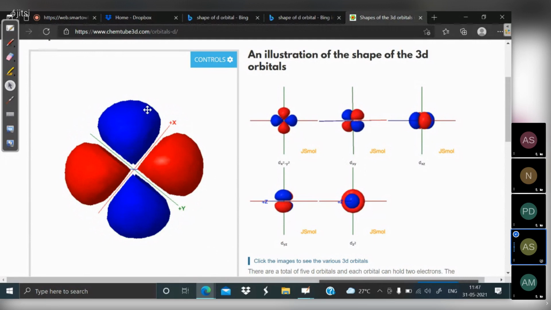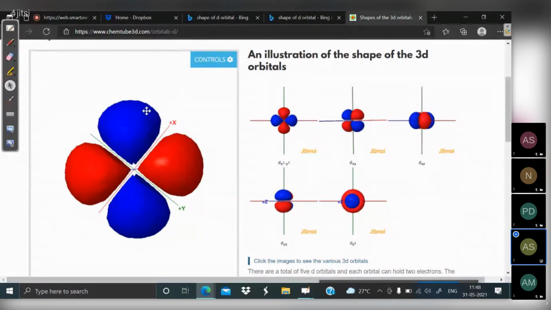So nothing is present on the axis. Rather, it is present in between the two axes, on the plane between two axes. In the position that I have taken the diagram, you can see the x and y axis. And you can see all the 4 lobes of the d orbital are present in the xy plane, that is in between the x and the y axis. Right? It is present in the spaces between the x-axis and the y-axis. So that is why this is called the dxy orbital.